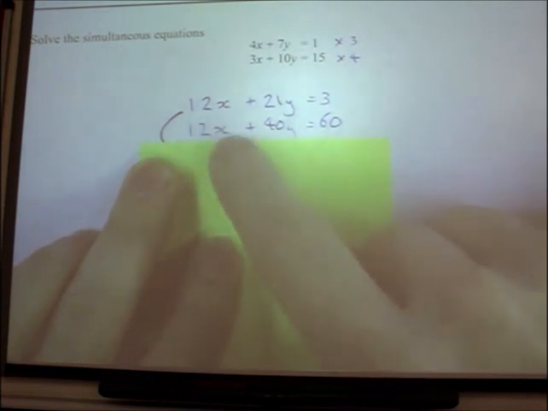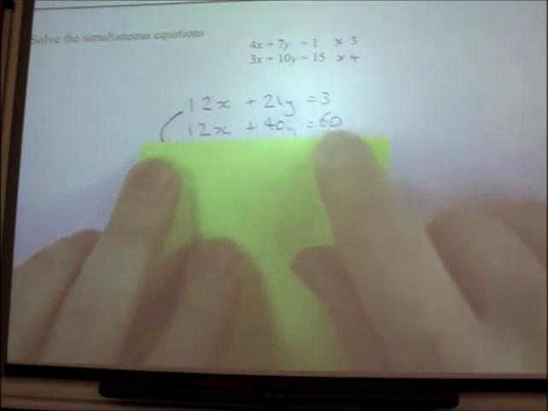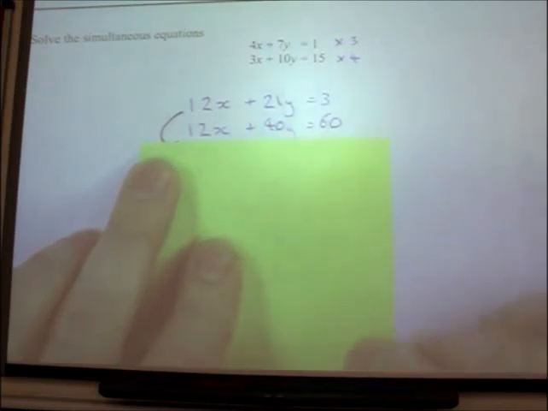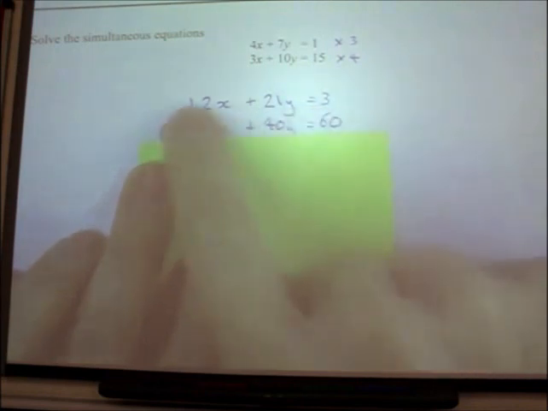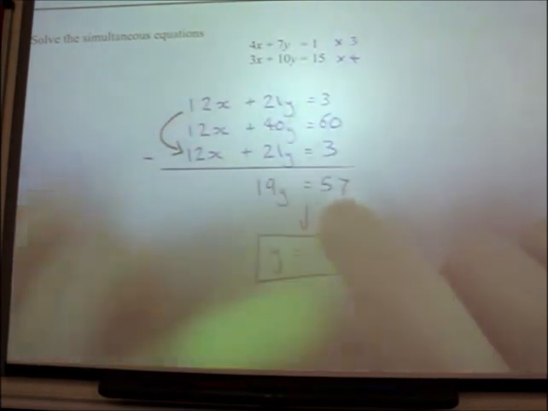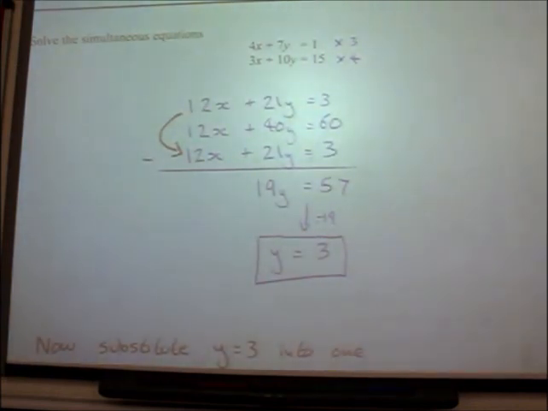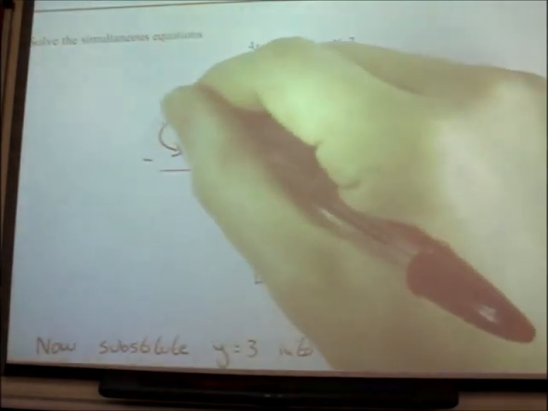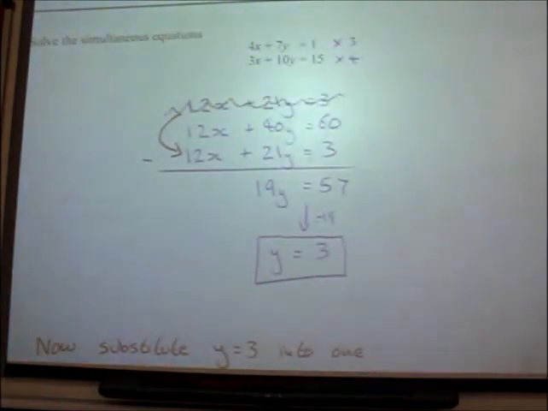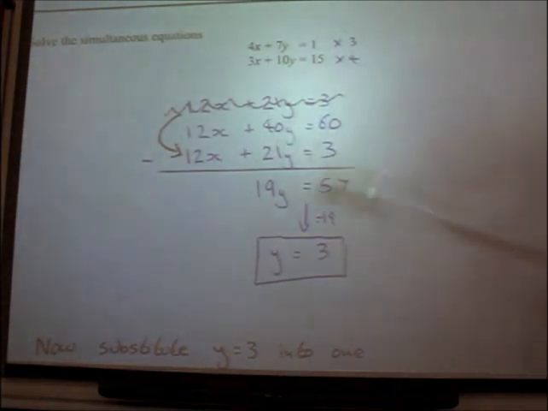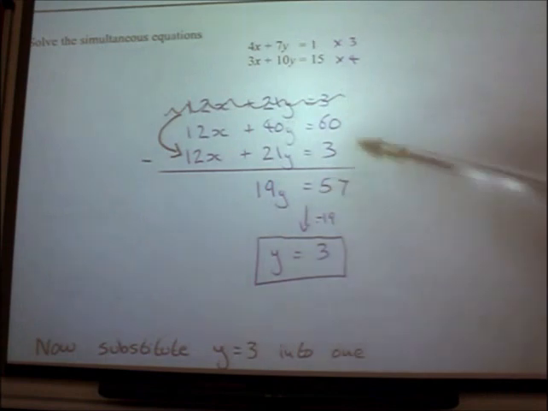I'm going to take away, to get rid of my x's, but I notice if I do 21 take away 40 and 3 take away 60, I'll end up with minus numbers, which is a pain. So what I've done, I've shifted this one at the top, just down the bottom. So now what I would do in my workings, and what I'll do for you now, is just put a gentle line through this to show we don't need it anymore. Don't completely obliterate it, because it is part of your workings. So now I'm taking away, 40 take away 21 is 19, 60 take away 3 is 57, divide both sides by 19, and you get y equals 3.